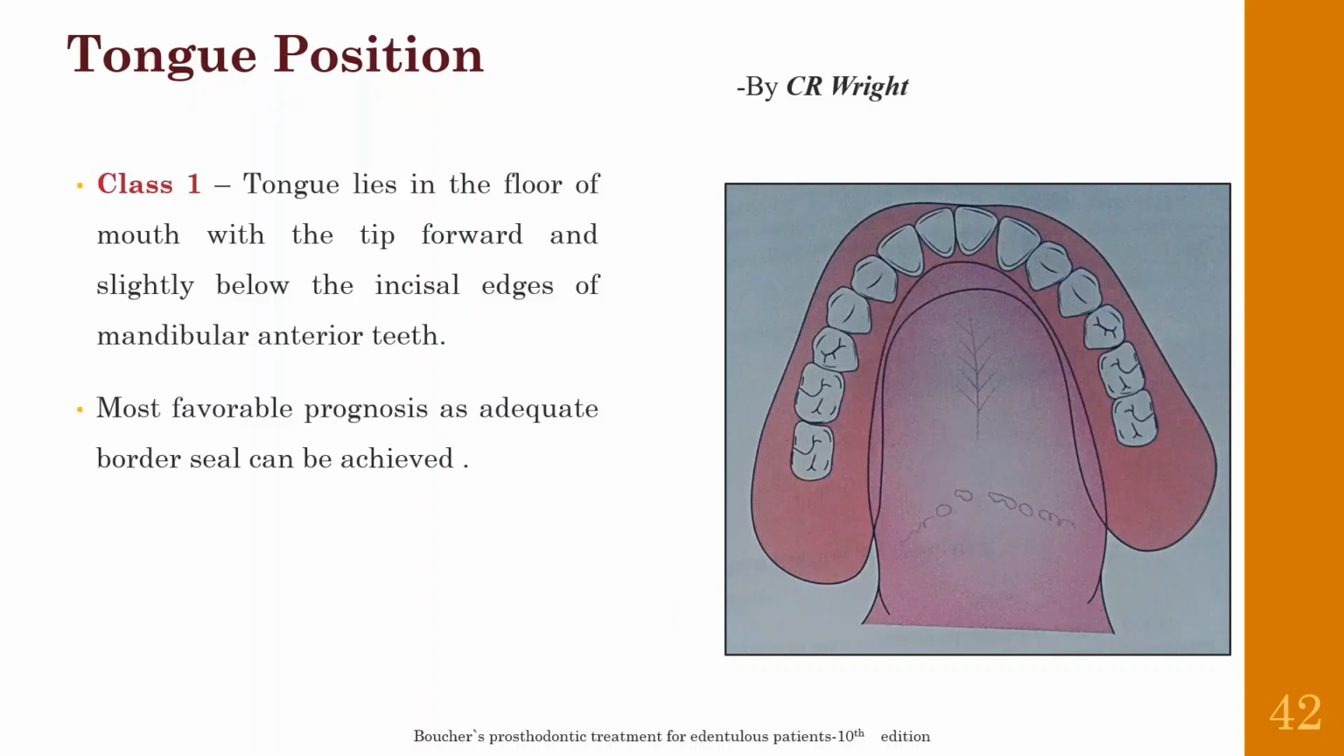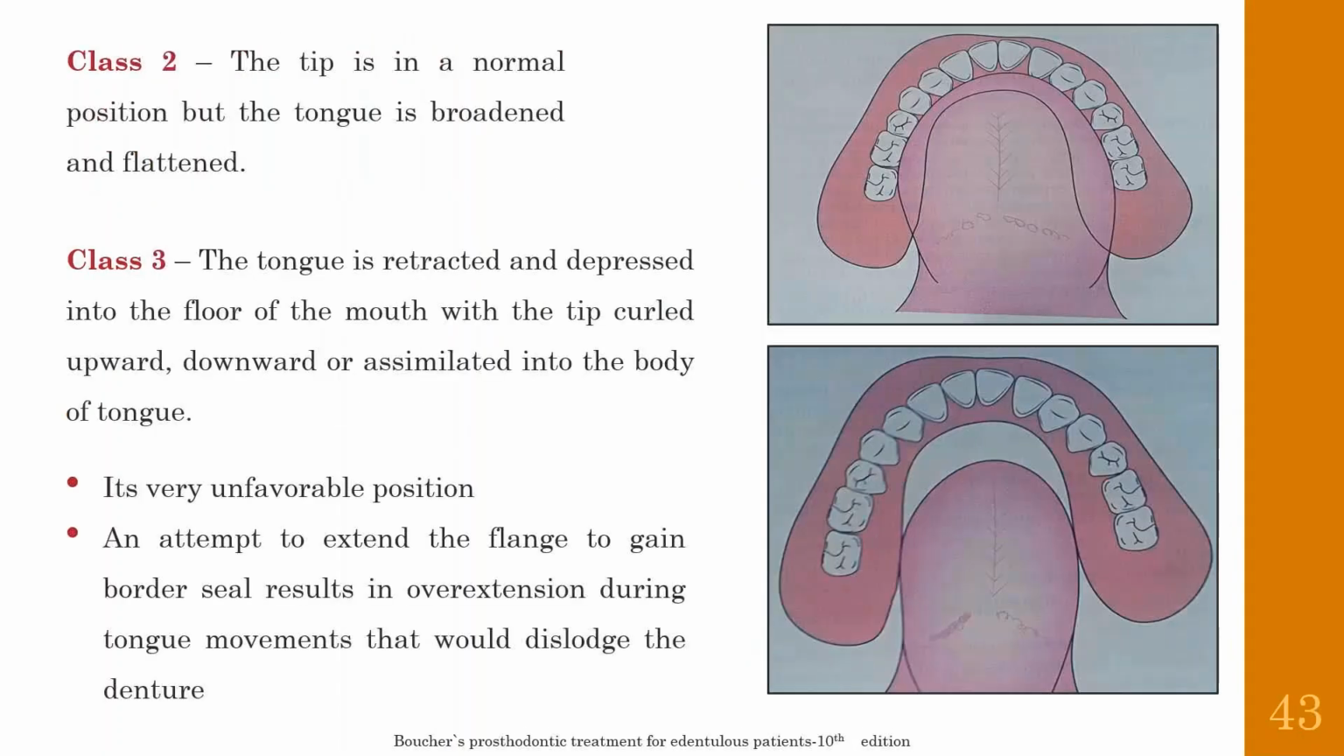Tongue position given by C. R. Wright. In class 1, the tongue lies in the floor of the mouth with the tip forward and slightly below the incisal edges of the mandibular anterior teeth. This is the most favorable prognosis as adequate border seal can be achieved. Class 2, the tip of the tongue is in a normal position, but the tongue is broadened and flattened.